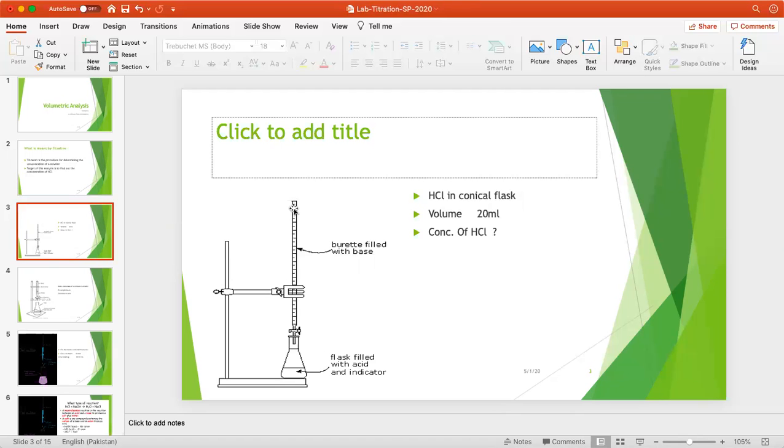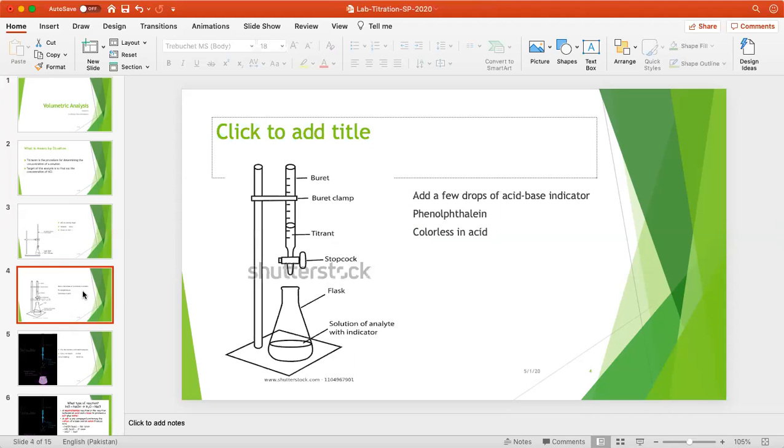This is the burette which is filled with sodium hydroxide solution with the concentration 0.1 molar. This is the flask which is filled with, let's say I took 20 milliliters of HCl. We know the volume of HCl, but we don't know the concentration of HCl. So the concentration of HCl is the target. Now what we do, let me show you another figure.